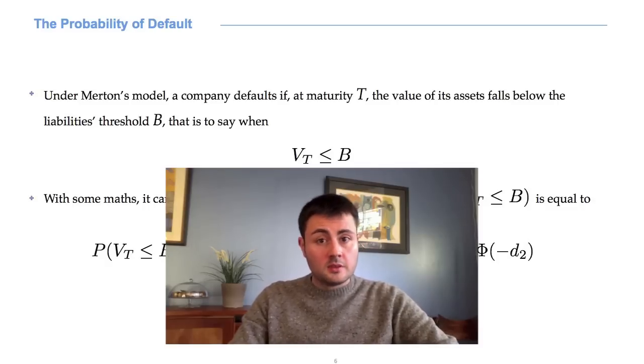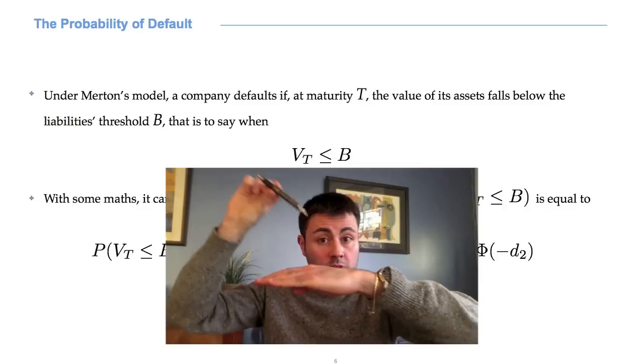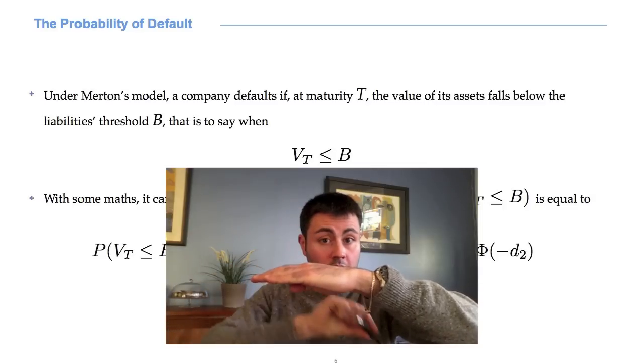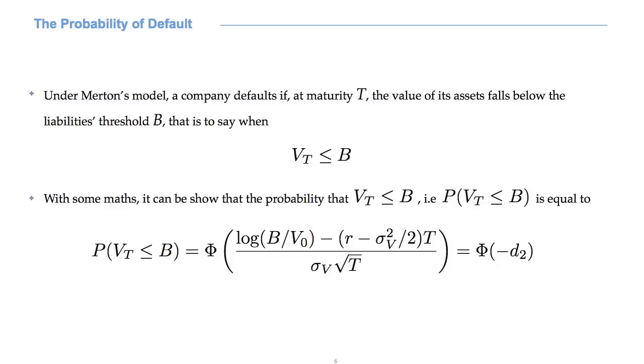We have seen that in Merton's model, default happens at maturity T if the value of the assets of the company falls below the liability threshold B. Using some advanced maths, it can be shown that the probability of default is equal to the cumulative distribution function of a standard Gaussian computed in minus d2.